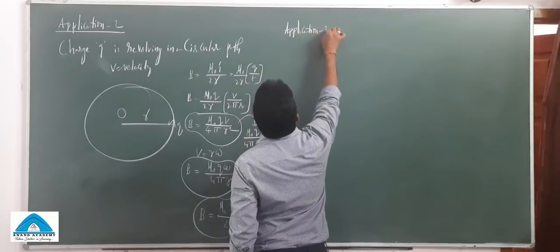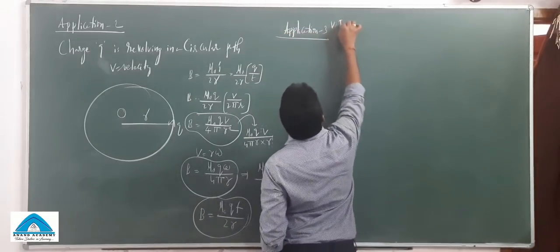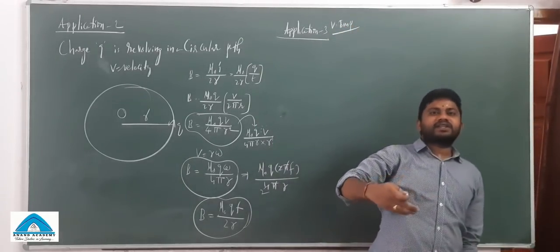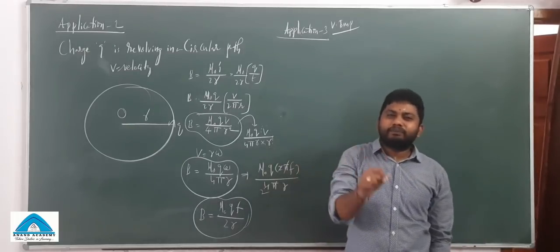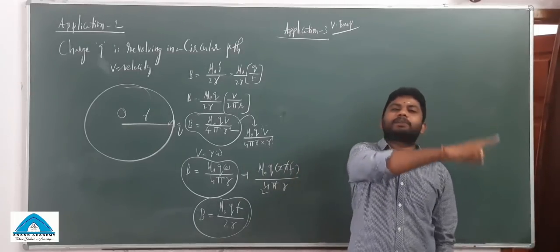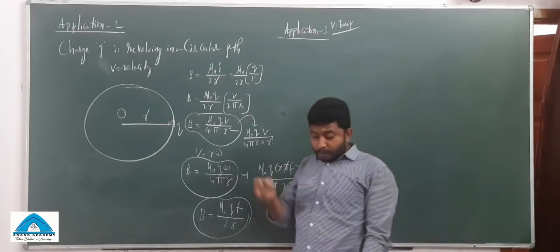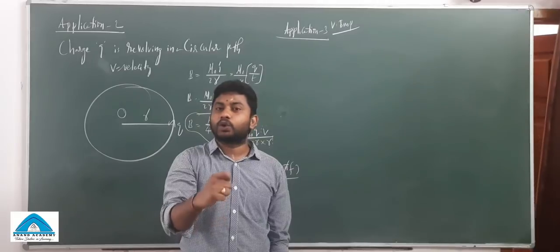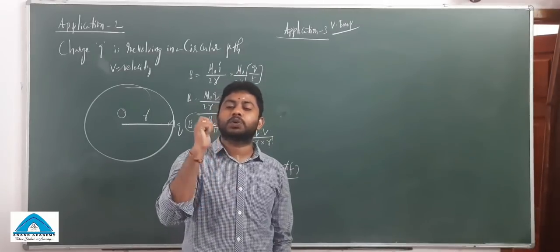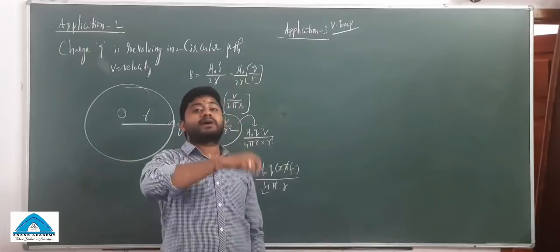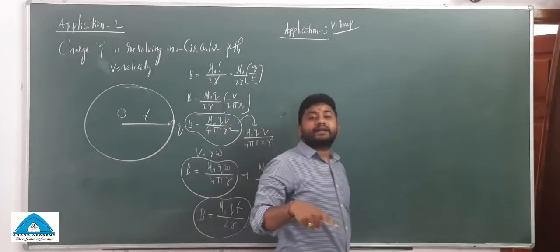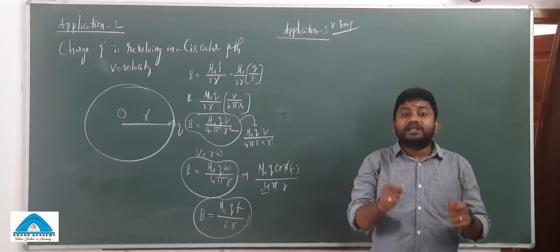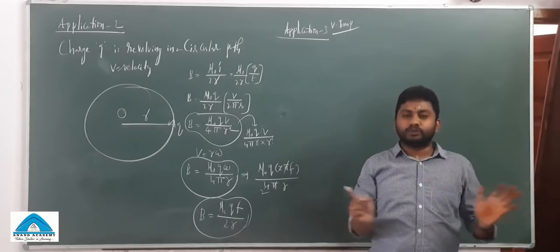Application number 3 is very important compared to the other 2, because application number 3 can be combined with your first application of Biot-Savart law, the magnetic field due to a straight current carrying wire. I hope you got the point. What I am telling you is that application number 3 can be connected with the magnetic field due to a straight current carrying wire in giving higher level numericals, right?